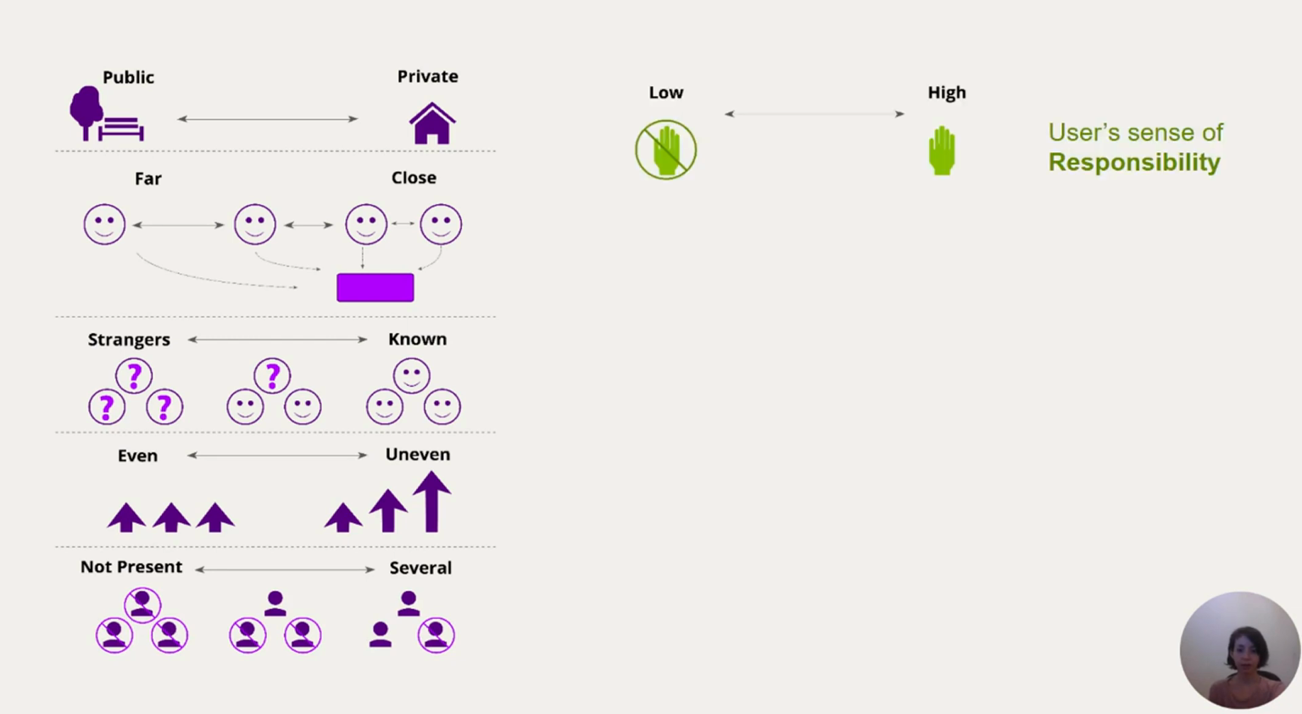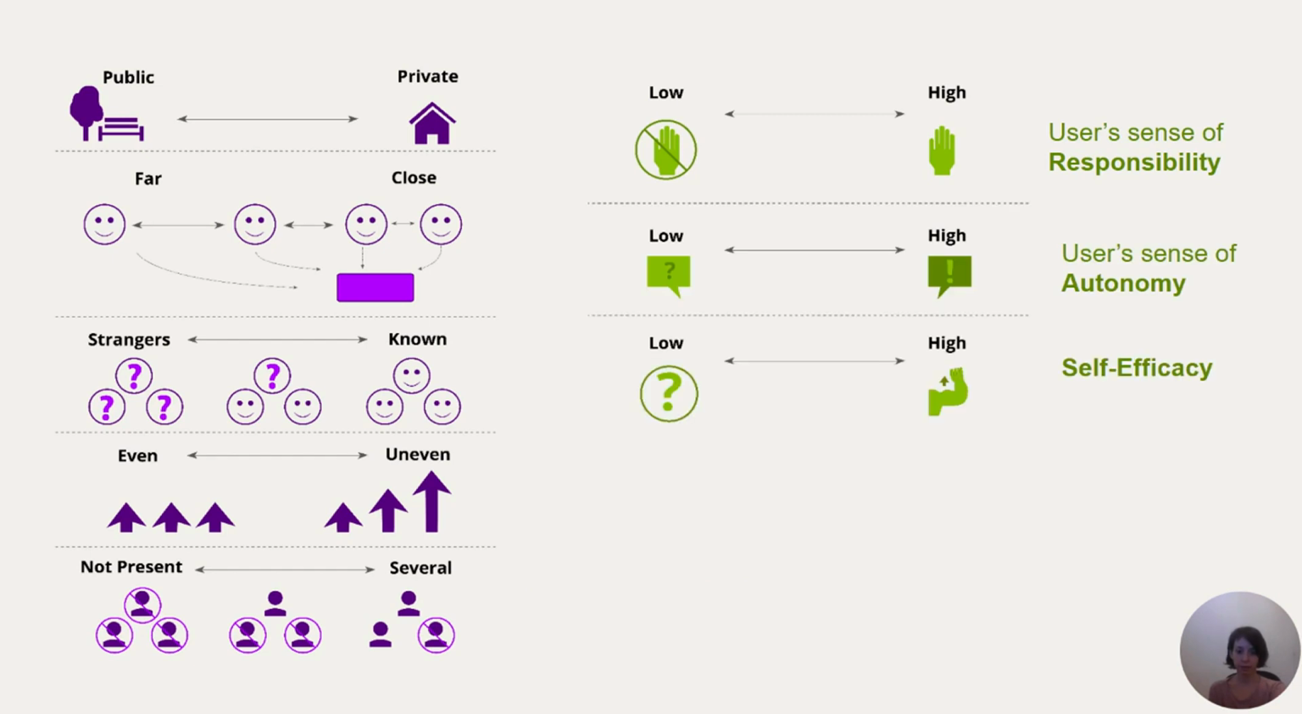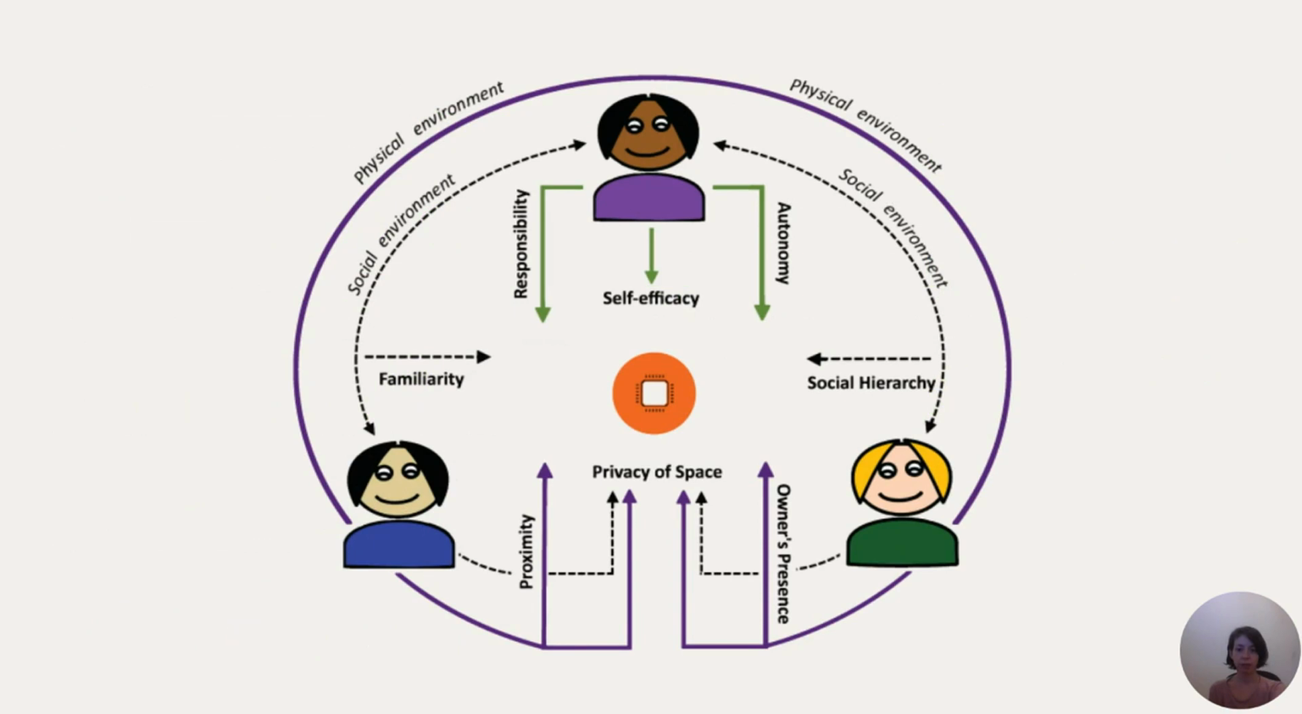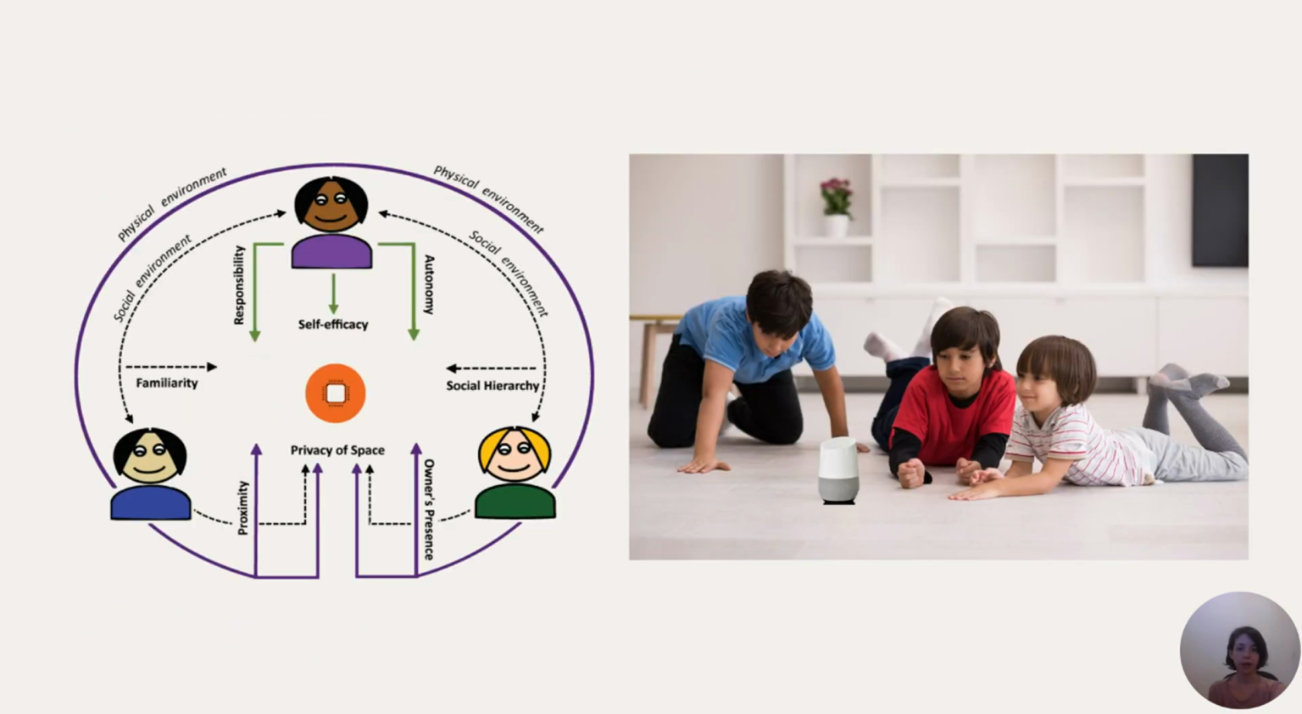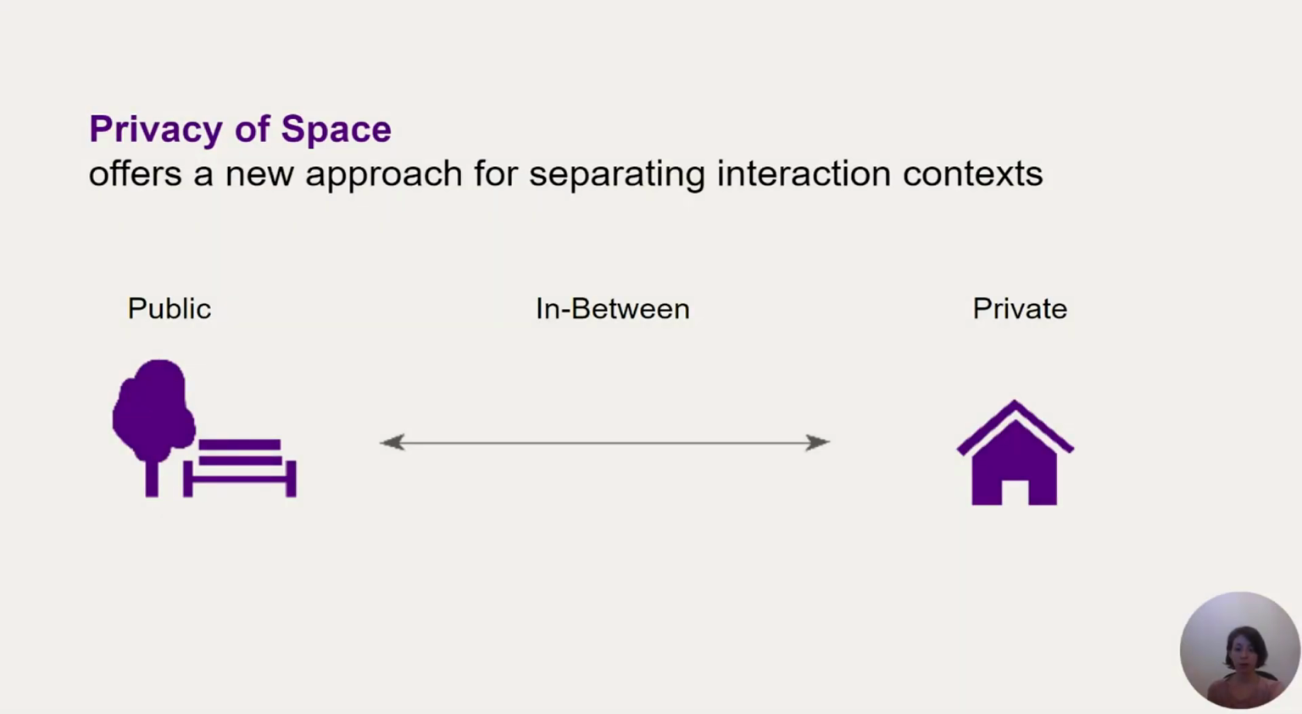The user-centered factors are user sense of responsibility, user sense of autonomy, and self-efficacy. These 8 factors were validated in a user study. In the study, participants were asked to assess all of the factors in relation to each user in a total of 12 scenarios. From the result, we concluded that the privacy of space factor offers a new approach for separating interaction contexts on the continuum from public through in between to private environments. This high level separation is based on both evidence from theoretical research and empirical work. This separation is suitable for design purposes.